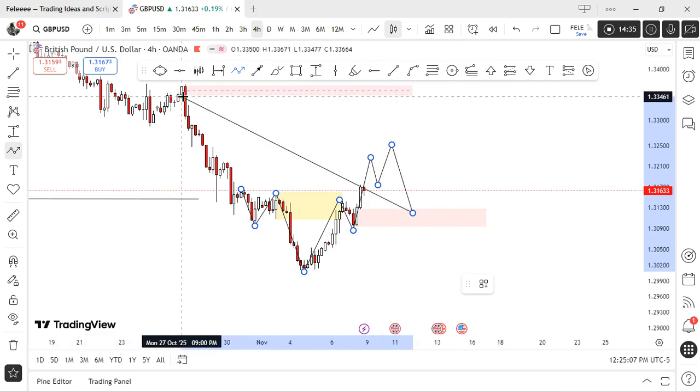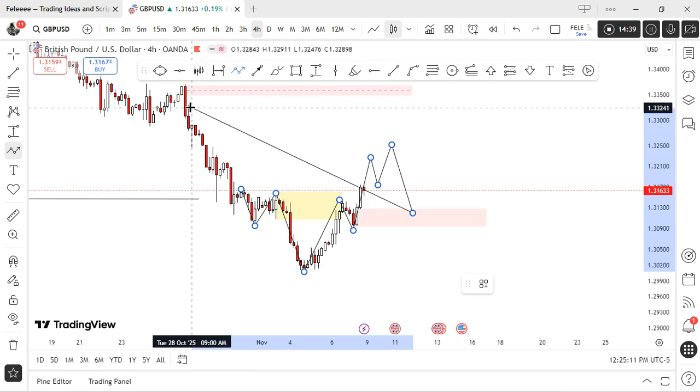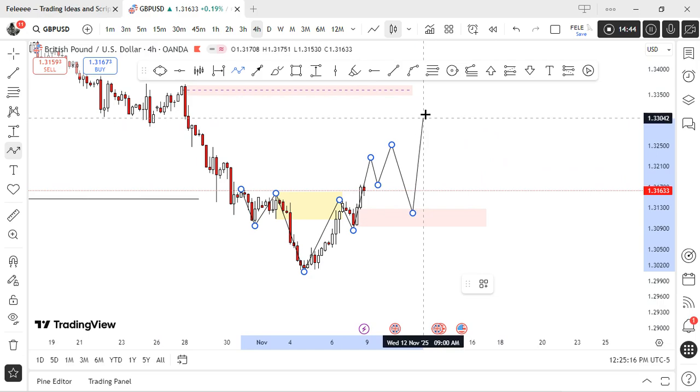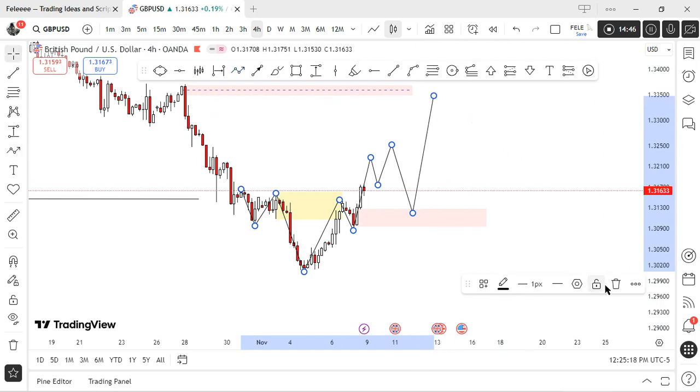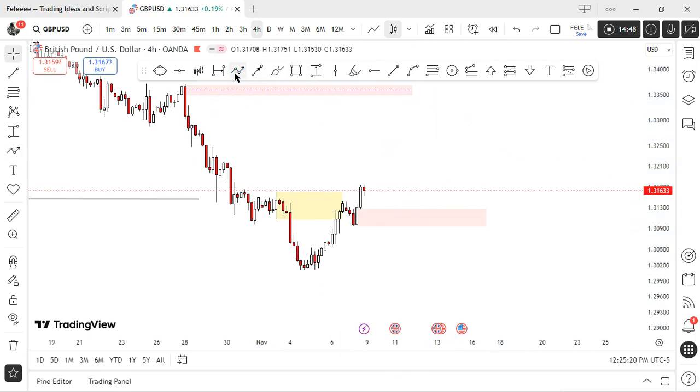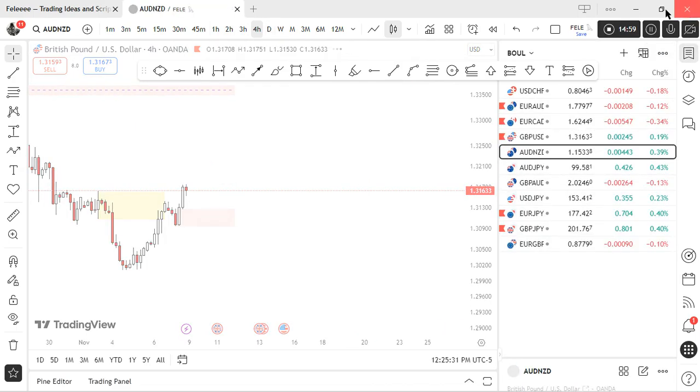So this is my view. My first TP is going to be here, because this is the supply zone that left an imbalance and FVG. So this is my view. I'm going to be waiting to see how price will react after getting to this flip zone. So yeah, this is my view on GBPUSD. Let's carry on.